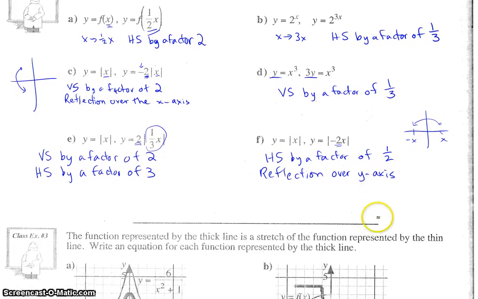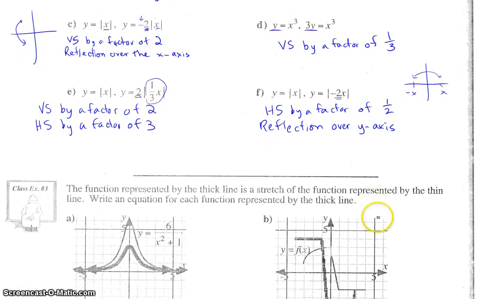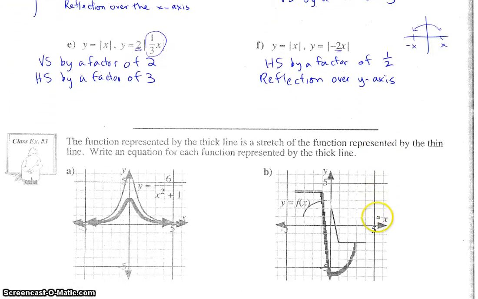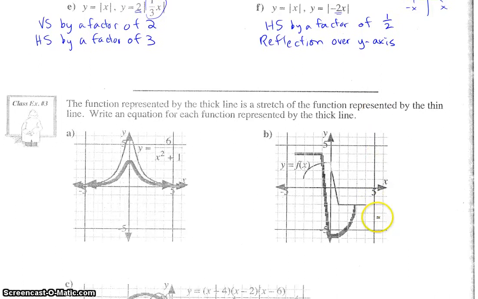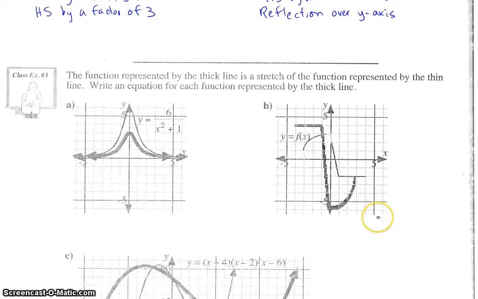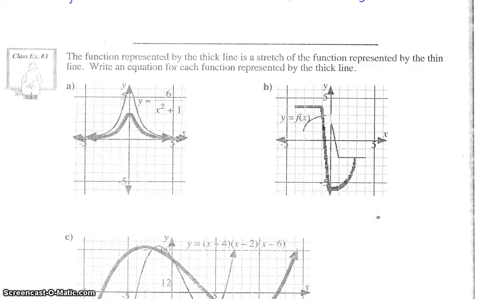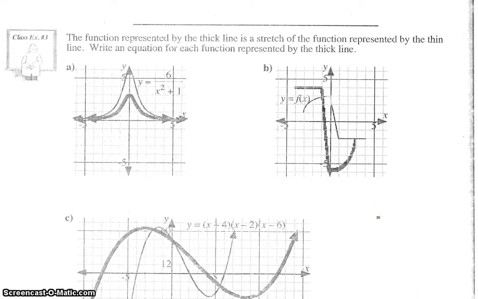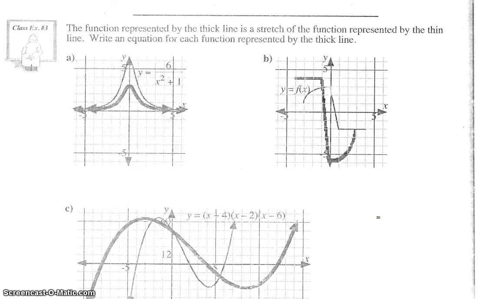Okay. Example number 3, we're going to compare two graphs and then figure out what's been done and how to get the new equation for the new graph. So we're going from the thin line to the thick line. Okay, we did something similar to this in reflections and translations. So let's look at A. Here's our thin line, here's our thick line. Looking at that, it seems to me it's been vertically stretched.